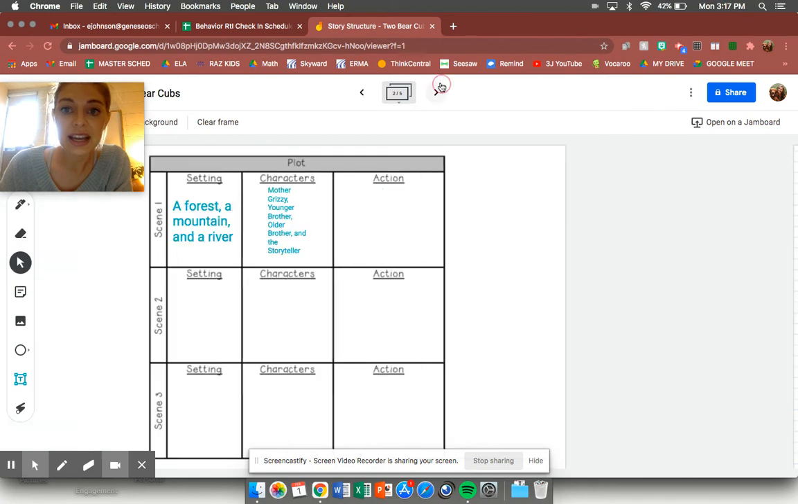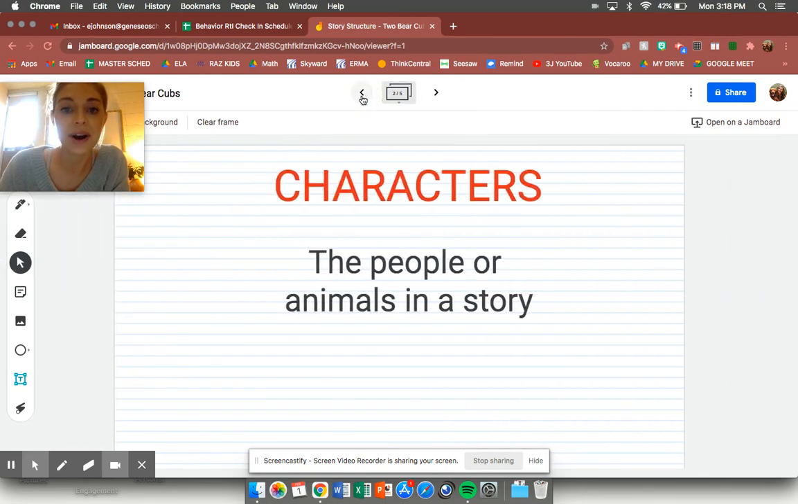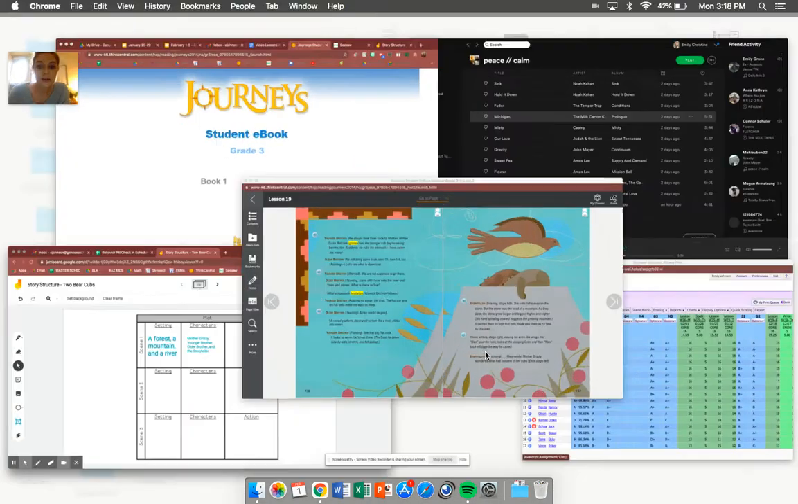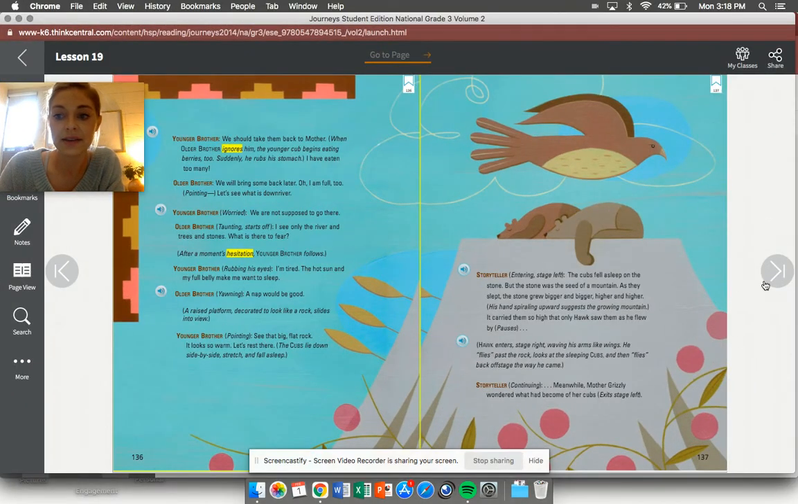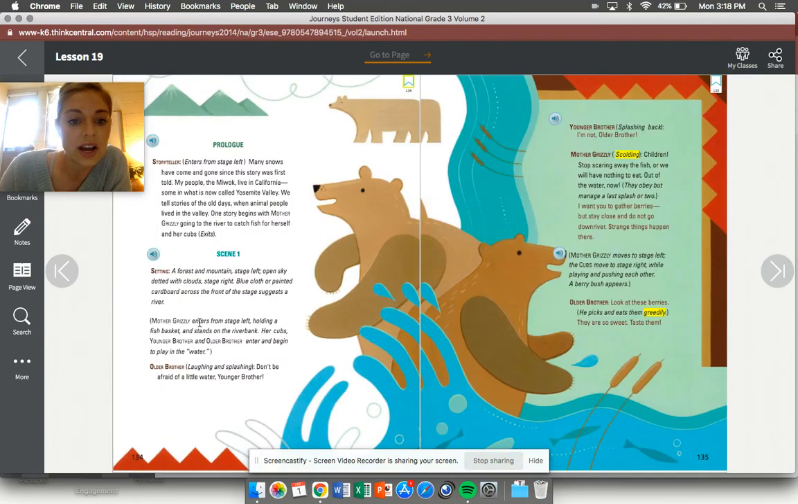The action is what the characters in the story do to create or solve the problem in a story. Okay, so in scene 1, hopefully you listened to this story read yesterday by either the video or your teacher reading it in class. And if we go back to the story, we can see that on these 2 pages, Mother Grizzly wants her boys to go down and gather berries.